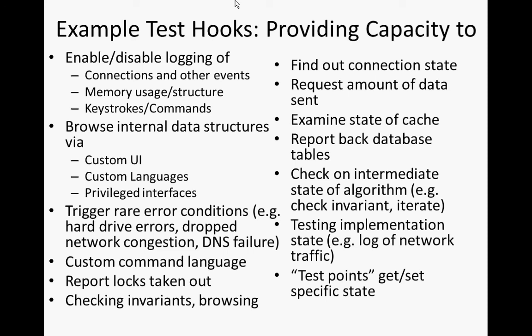One very simple thing is to be able to enable logging. Perhaps enable logging of certain types of events specific to our class, so that when we're testing and something's going wrong, we can see where it's occurring in the flow of execution. Where in this algorithm is it failing, for example? And depending on the context, you may audit different types of information. Another issue would be browsing internal data structures.